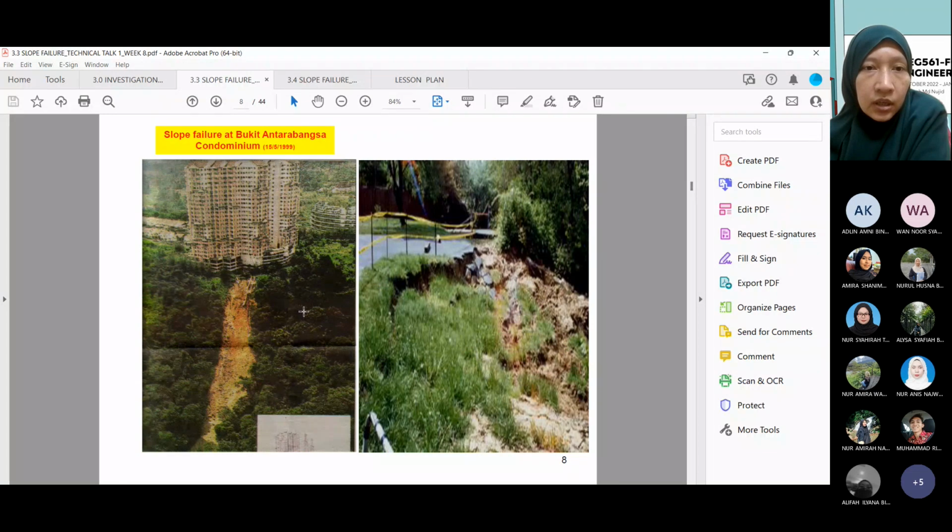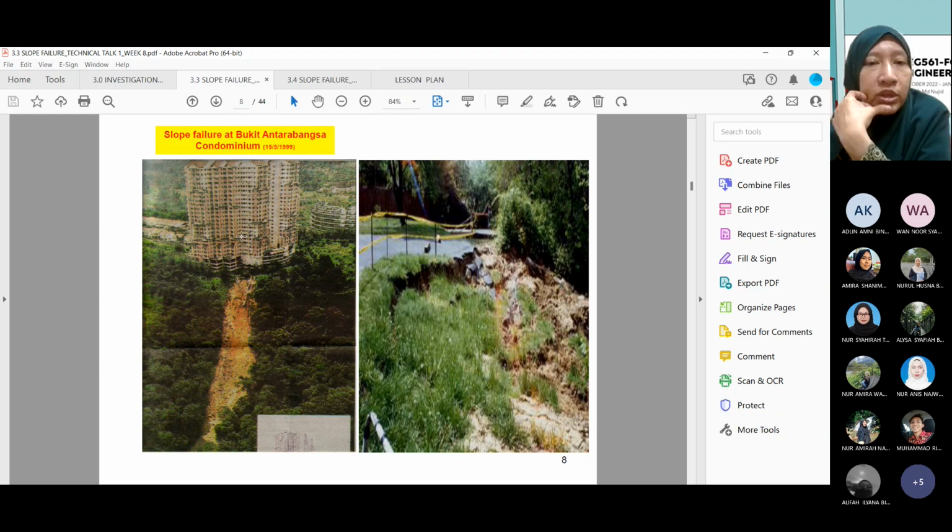Okay, I think most of you have heard about the slope failure at Bukit Antarabangsa, or if you do not know about this news, you can find out. Now it has become a haunted building, and nobody lives in this area in Bukit Antarabangsa. Long ago, Bukit Antarabangsa was a very elite residential area.